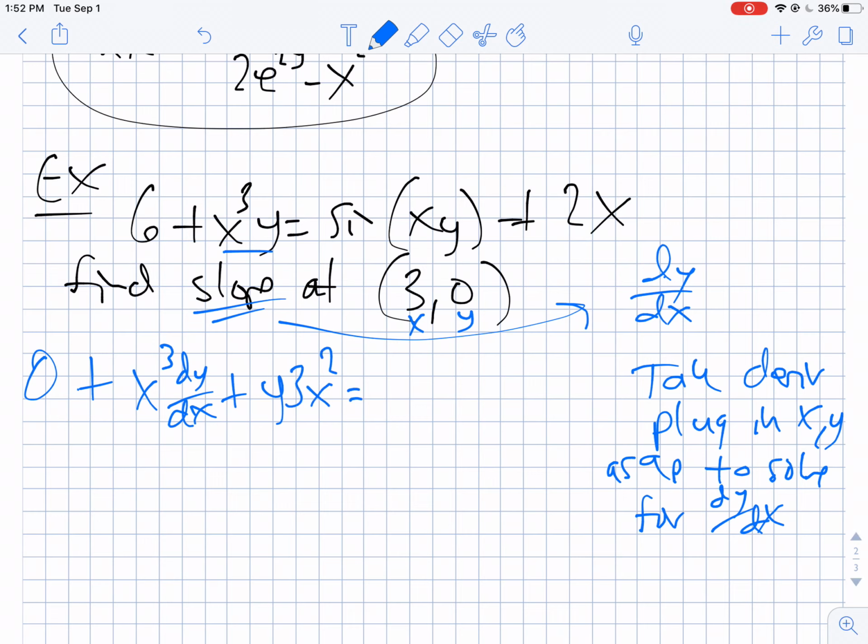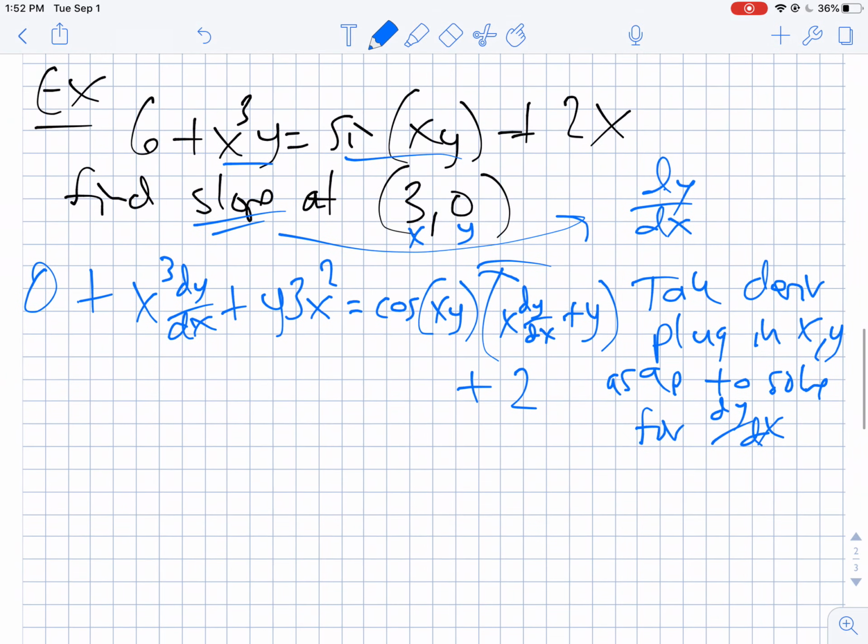And on the right side, things get a little ugly, right? The derivative of sine xy is cosine of xy times x times the derivative of y, plus y times the derivative of x, and then the plus 2x, of course, that's a plus 2. But what I wanted to show you is, if we tried to solve for dy dx here, we could, right? We could factor this out and then distribute, subtract, and so on. But what I also wanted to show is you can plug in (3, 0) here. So right away, you could just take that and plug that in.